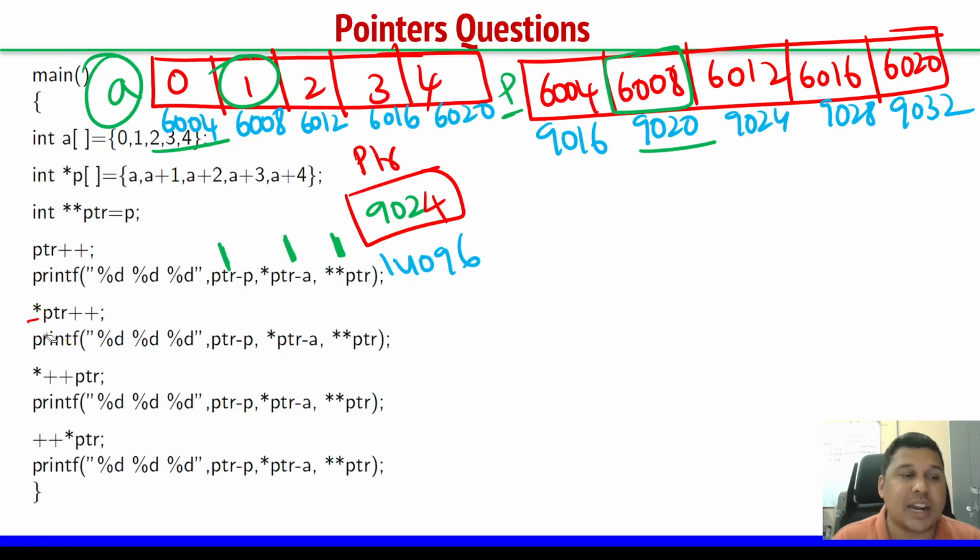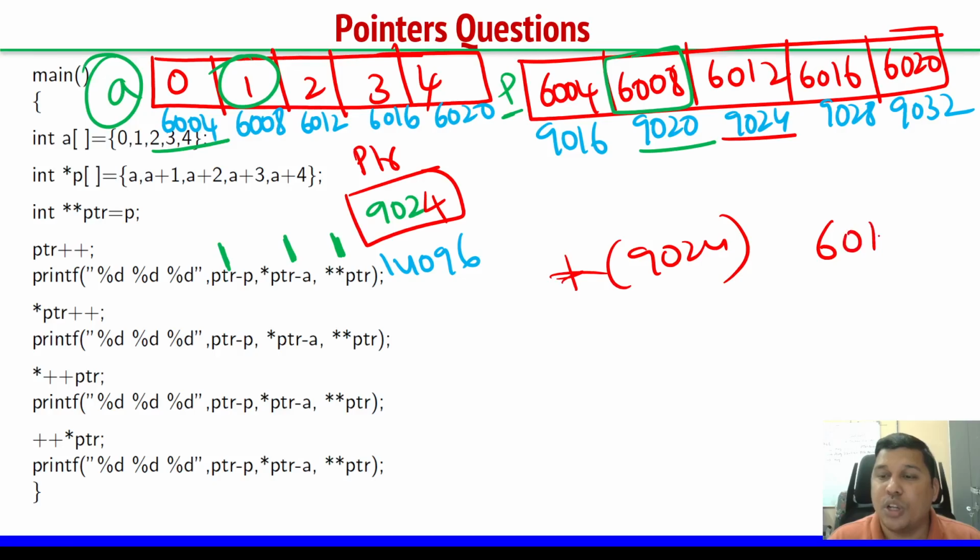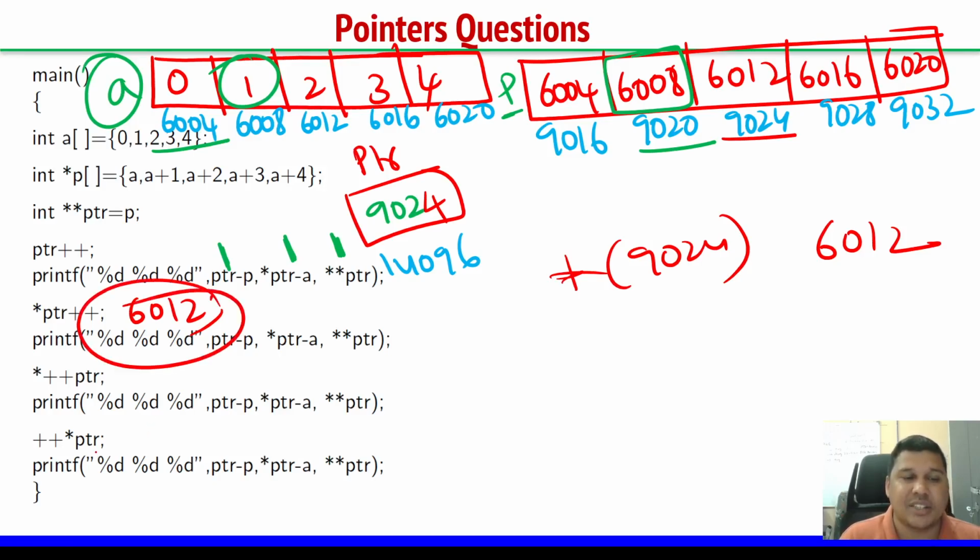Then there is one star of that. So star of 9024 is 6012. But what will I do by simply writing 6012 here like this? Does this statement have any significance? You are not assigning this to any variable. You are not storing it anywhere. Simply writing star of that means 6012. It does not have any significance.